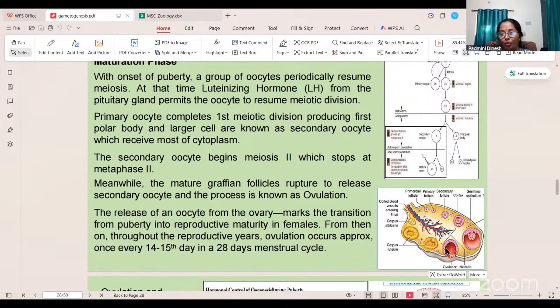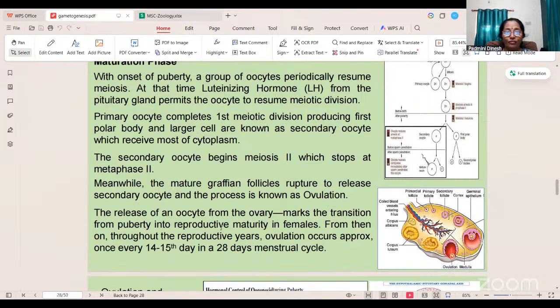The rest of the body is called the corpus luteum. This corpus luteum, empty without the ovum inside, is going to produce the maximum amount of progesterone for the development of the zygote, in case the egg gets fertilized.